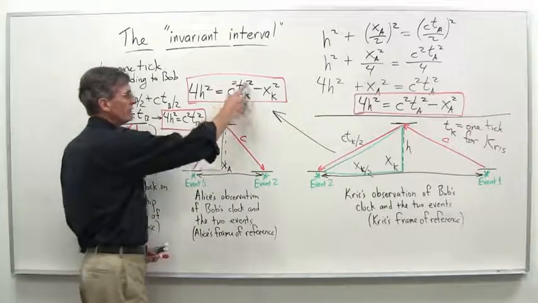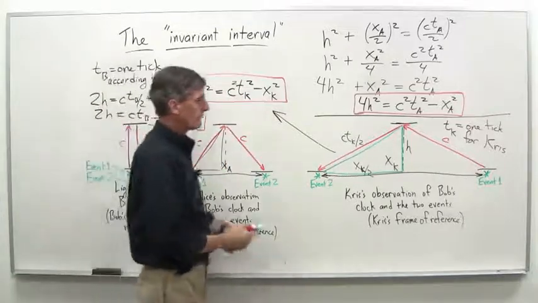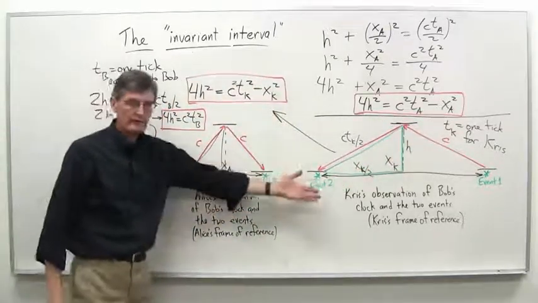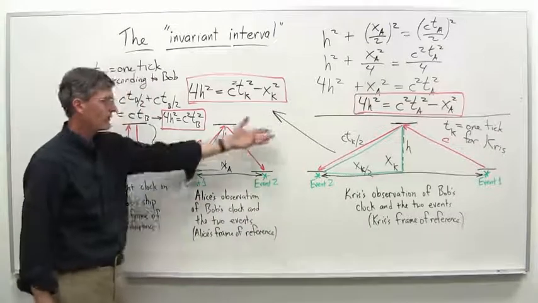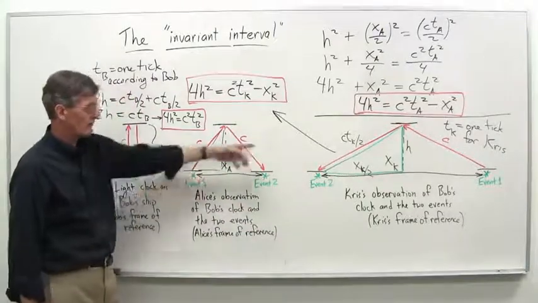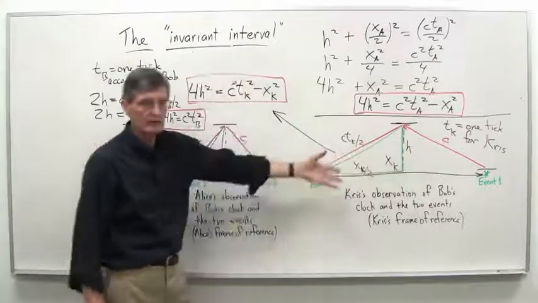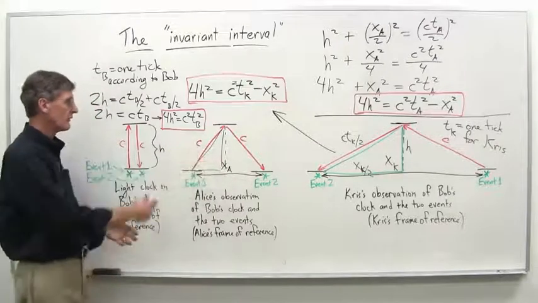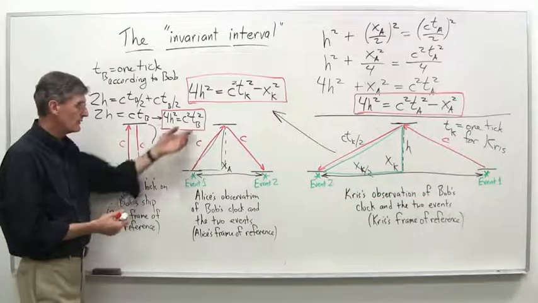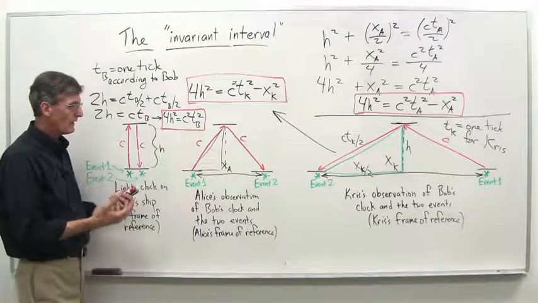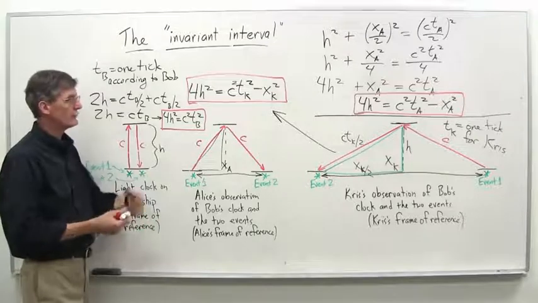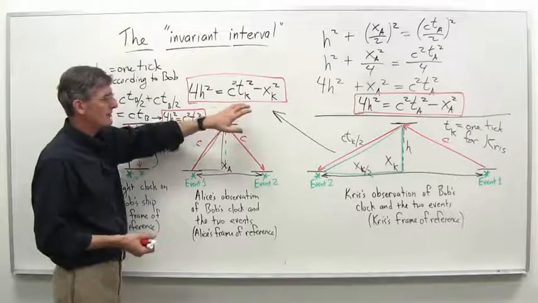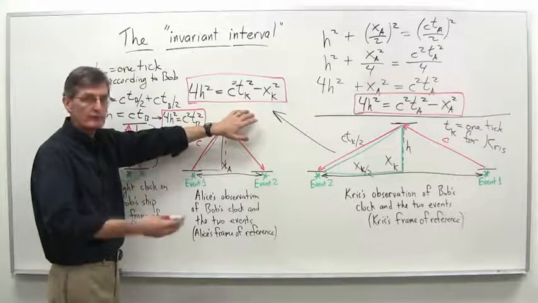It means c squared t sub k squared minus xk squared is the same as c squared ta squared minus xa squared, even though xa clearly is very different from xk, and t sub k is very different from t sub a, because t sub k is 1 tick for Chris. Clearly it's longer than Alice's tick, ta being 1 tick for Alice, which is clearly longer than 1 tick for Bob here, tb there. Yet this quantity, and it's known as the invariant interval, okay? This quantity is invariant from one frame of reference to another frame of reference.